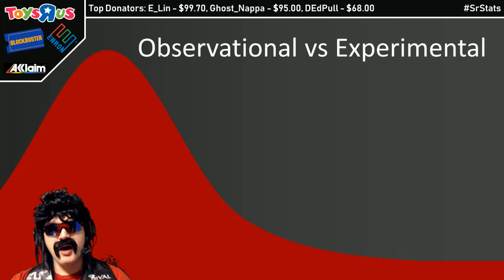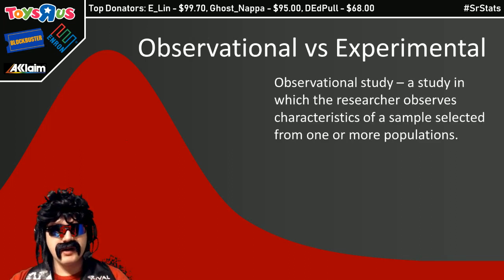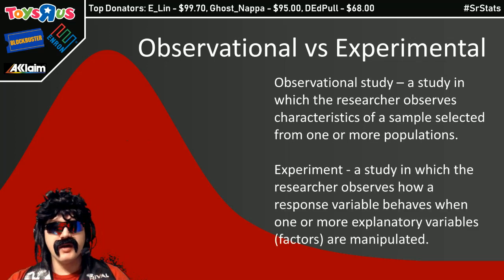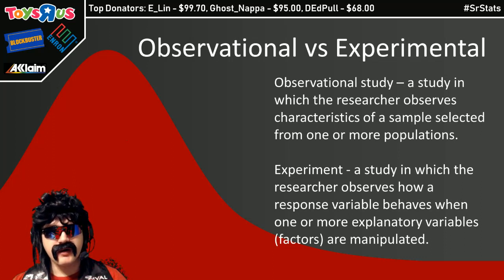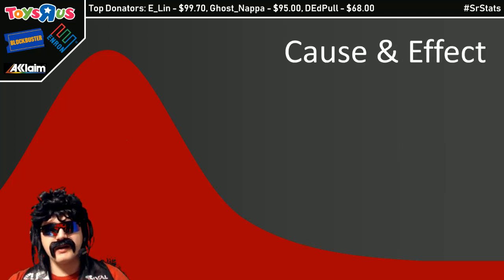Today, let's look at observational versus experimental studies. An observational study is a study in which the researcher observes characteristics of a sample selected from one or more populations, where an experiment is a study in which the researcher observes how a response variable behaves when one or more explanatory variables or factors are manipulated. Now, what this goes into is showing cause and effect.